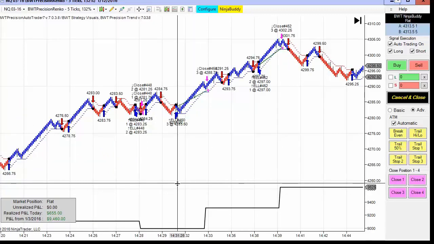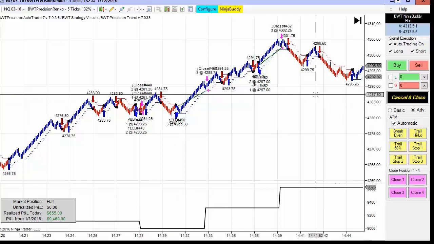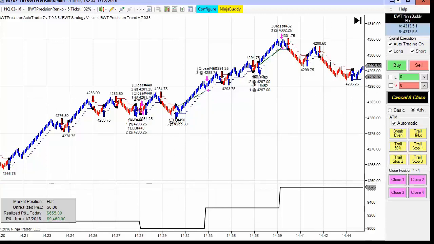You'll be hearing some more about the line break indicator package and the volume reversal bar. I hope to have that available to everyone in the next week or so.